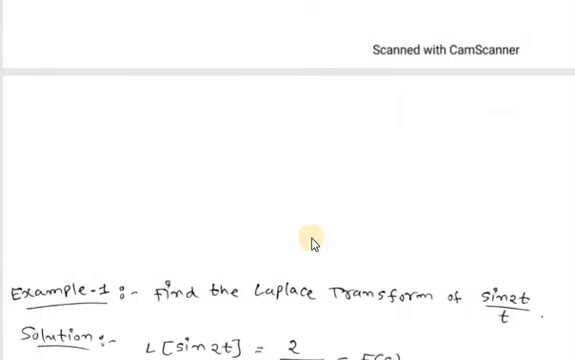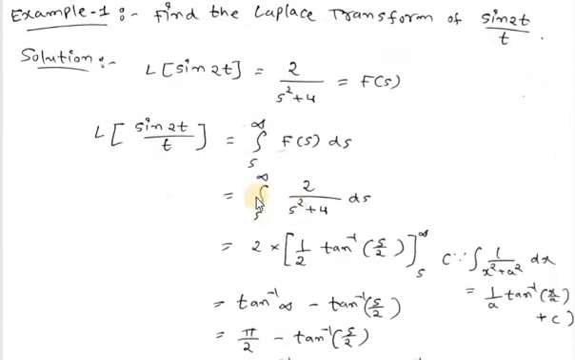Now we will see examples based on this theorem. Example number 1: find the Laplace transform of sine 2t by t. First of all we will find the Laplace transform of f of t, that is sine 2t. According to the formula, Laplace of sine at is a over s square plus a square. The value of a is 2, so it will be 2 over s square plus 2 square, and 2 square is 4, and this is F of s.